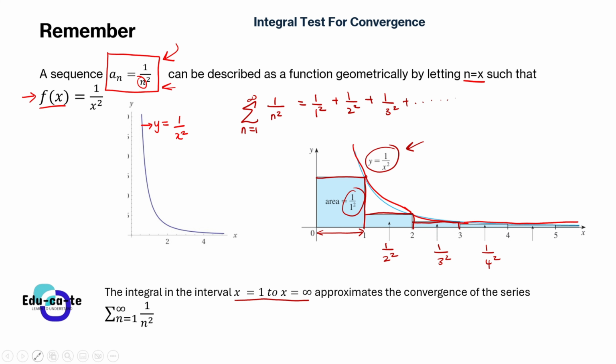So basically that's why we say that the integral from x equals 1 to x equals infinity is actually a good approximation that tells us whether this series is convergent or divergent. Why do we have to move from x equals 1? Because in a realistic sense, all terms start at n equals 1. So similarly, in our function, we are going to move from x equals 1, meaning that we are just going to remove the area of the first rectangle. So that's how it looks geometrically.